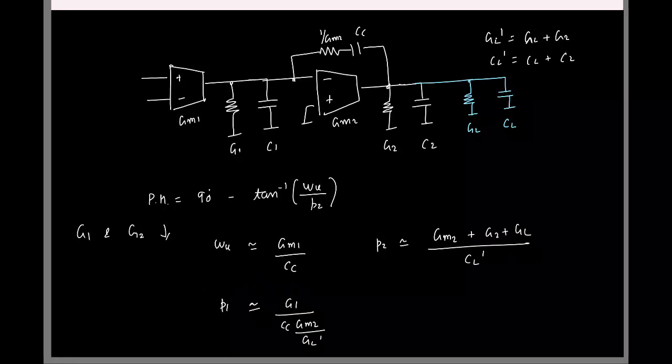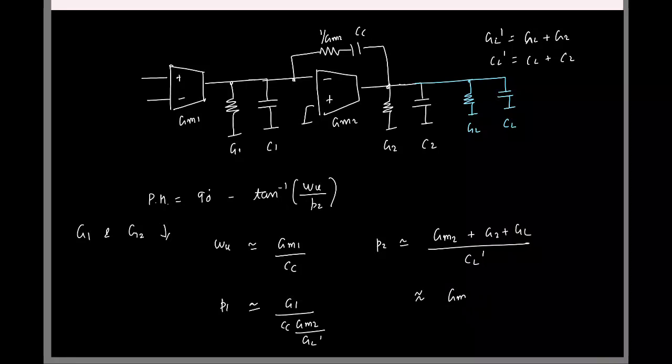Yeah, see, again, this is something I found. Strictly speaking, mathematically, P2 is reducing. No doubts. But the point is, how much is it decreasing? GM2 is much higher than G2 and GL. In fact, that's what you want, right? You want the second stage to have some gain. So you want GM2 by G2 plus GL to be much greater than 1. So for all practical purposes, how can I approximate it further? It's GM2 by CL prime.